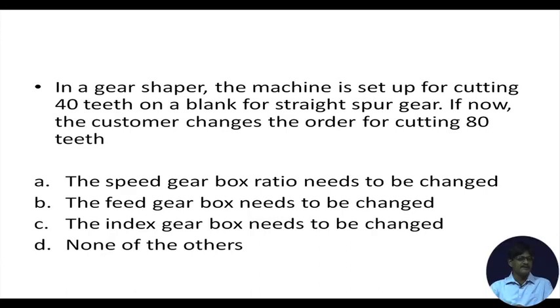Last of all, the third option, the index gearbox needs to be changed. This is correct. Yes, the index gearbox needs to be changed so that we can accommodate the 80 teeth gear and have the proper RPM ratio between the cutter and the workpiece, so that the 80 teeth gear is cut correctly with correct geometry. So, option C is correct, and naturally none of the others is not applicable. So, the index gearbox needs to be changed.